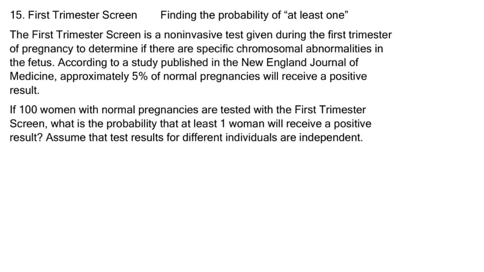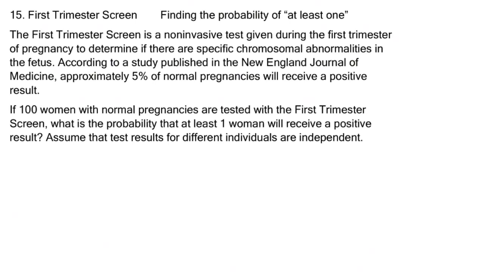Number 15, the first trimester screen is a non-invasive test given during the first trimester of pregnancy to determine if there are specific chromosomal abnormalities in the fetus. According to a study published in the New England Journal of Medicine, approximately 5% of normal pregnancies will receive a positive result. If 100 women with normal pregnancies are tested with the first trimester screen, what is the probability that at least one woman will receive a positive result?